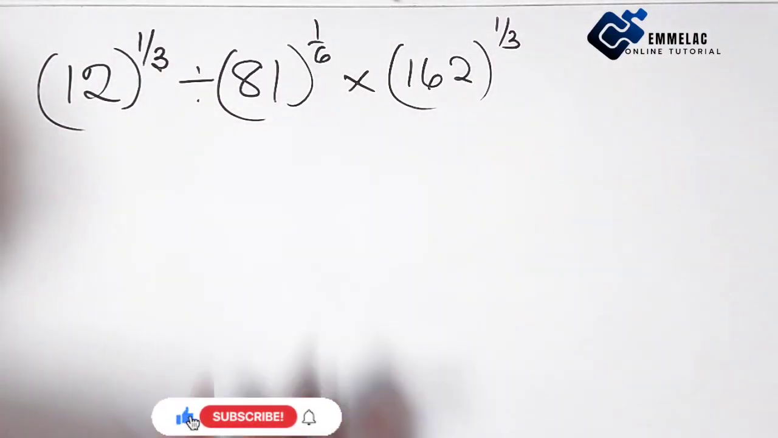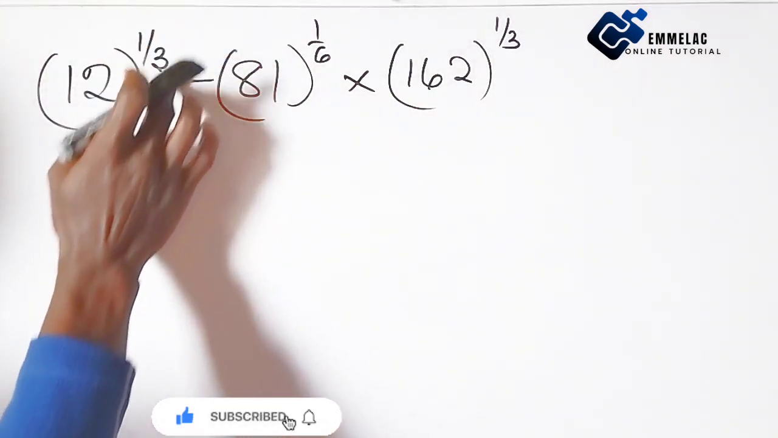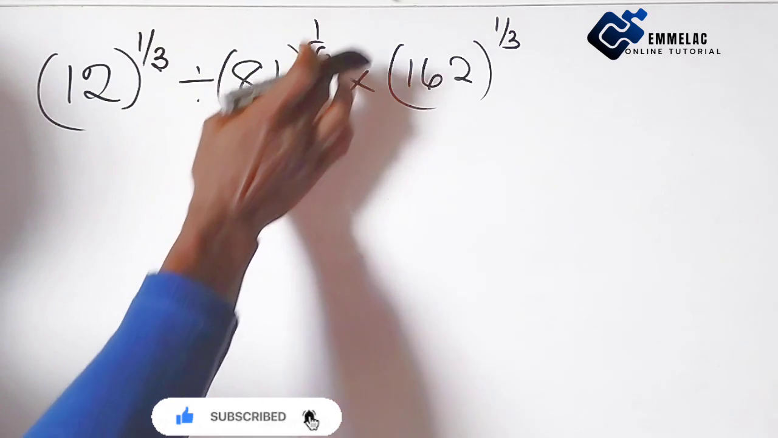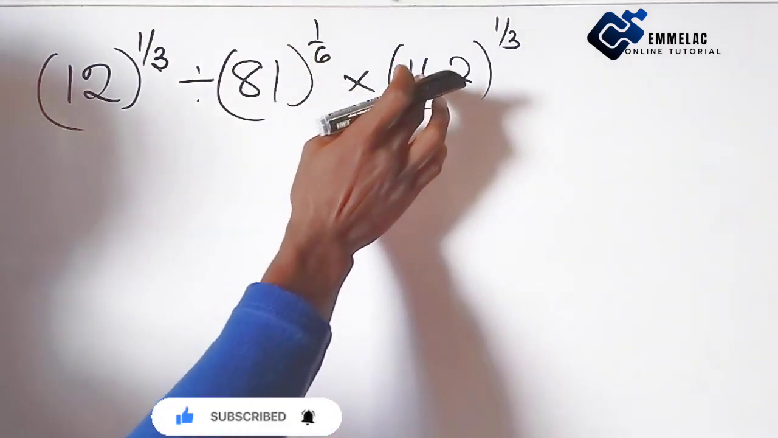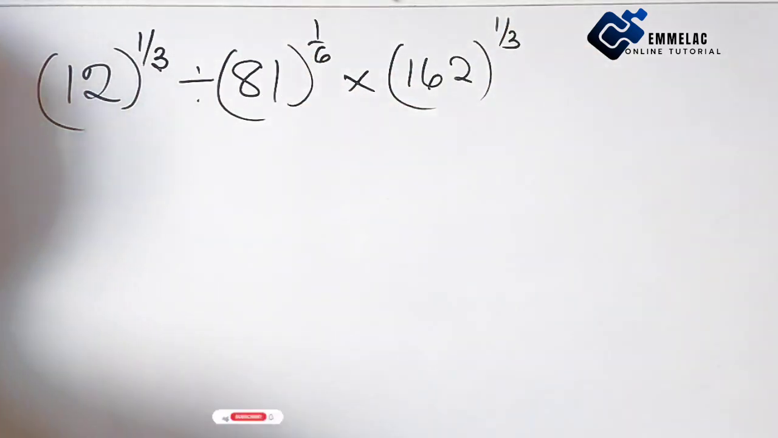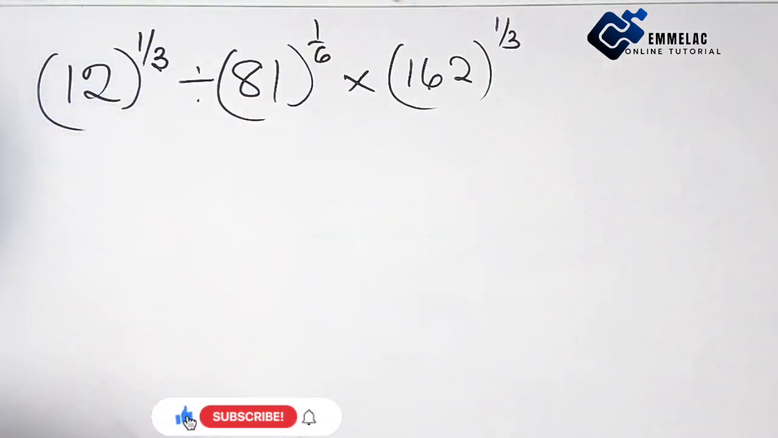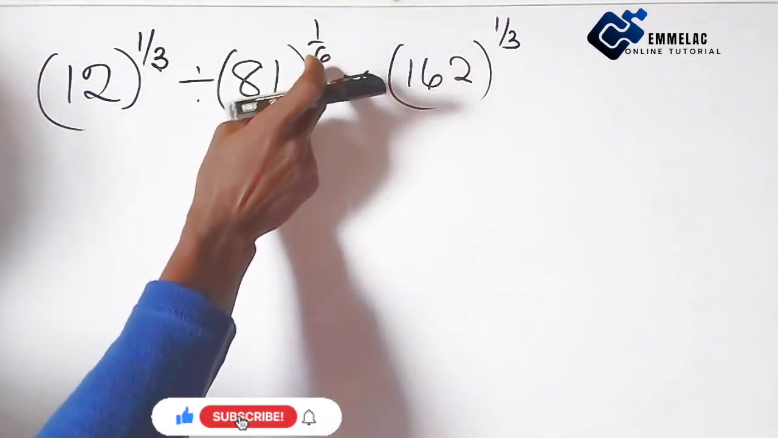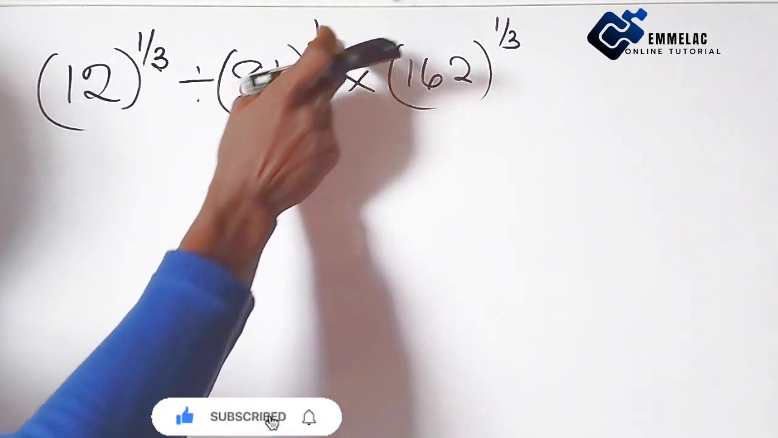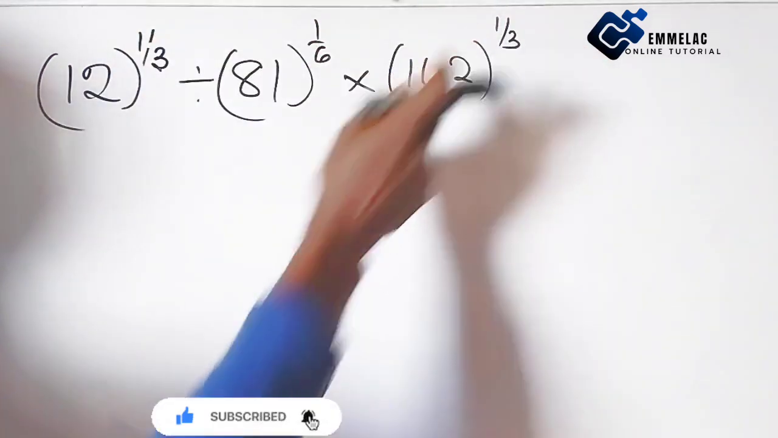Now let us see how we resolve these indices. Now this is 12 raised to the power of 1 over 3 divided by 81 raised to the power of 1 over 6 times 162 raised to the power of 1 over 3. You can see that this and this have the same power. And here you have 1 over 6. Let us see how we'll make all of these the same power.